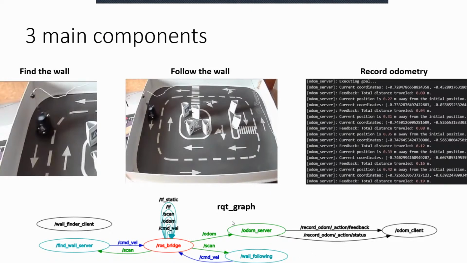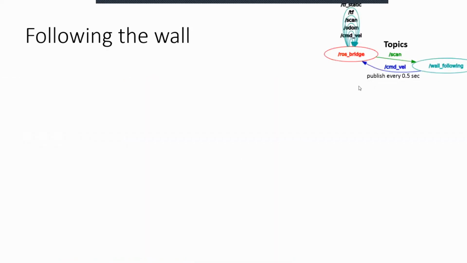So we'll go into each of these components one by one. I wanted to start with following the wall, because this is the main behavior of this program. The main components here are a robot, which is communicated via the ROS bridge, and a wall following node. The wall following node is subscribed to the laser scanner from the ROS bridge, and it's publishing velocity commands to the robot every 0.5 seconds.